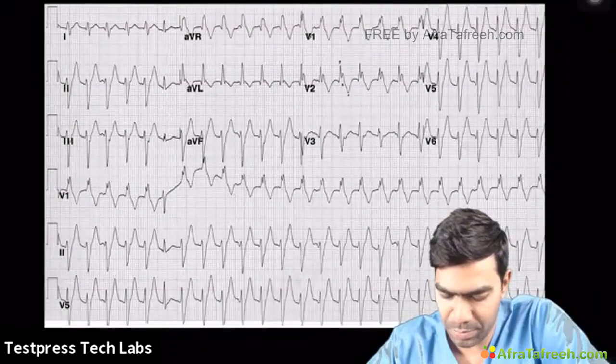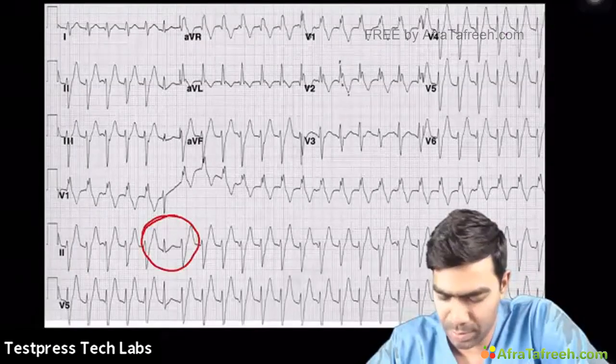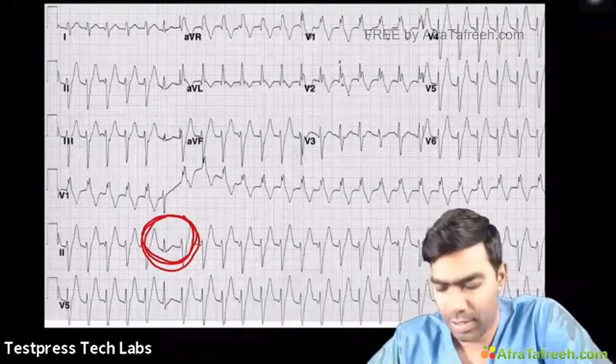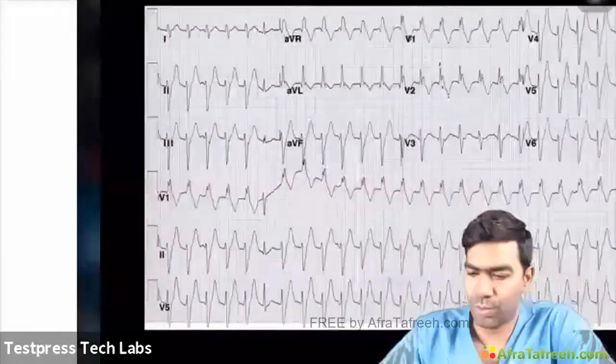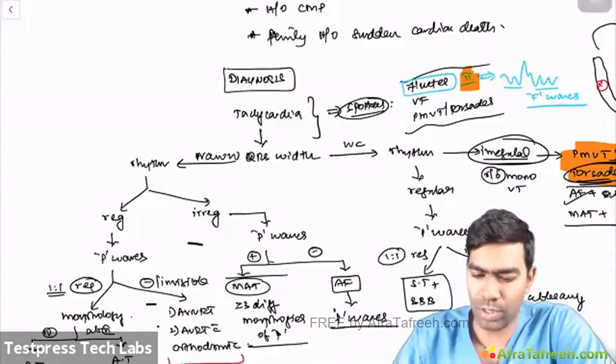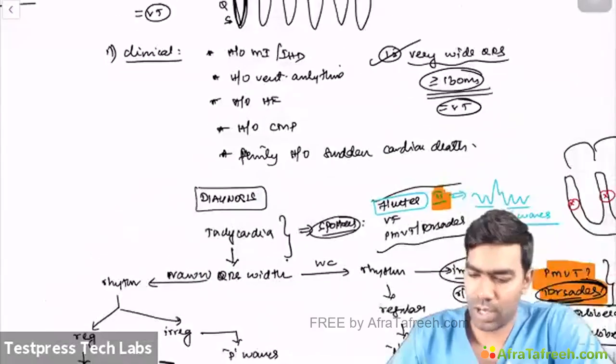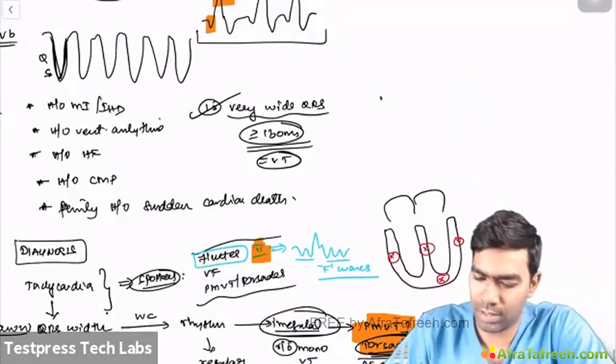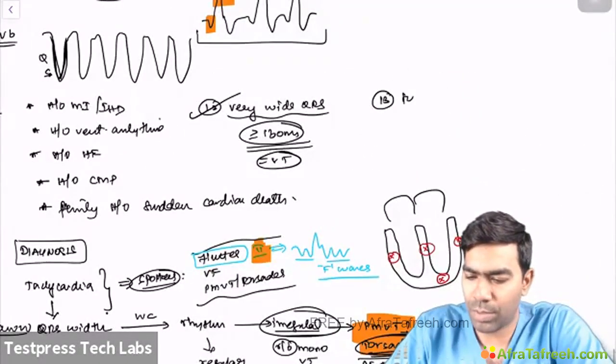There is something called a capture beat here. This is a capture beat here. That's a sinus capture. This I have not told you. This is one of the hallmarks of VT. I should have told you there itself. Now there is no harm, I can write it as point number 13. So 13 is fusion beat or capture beat.